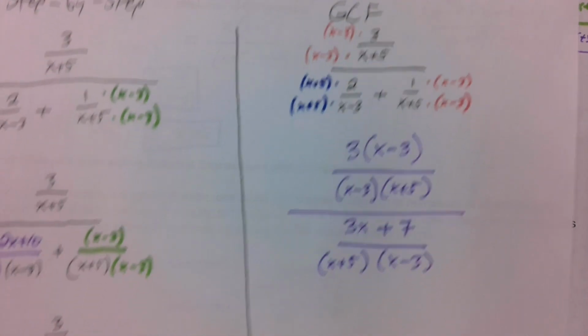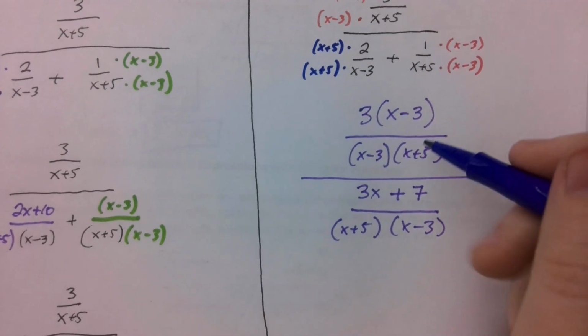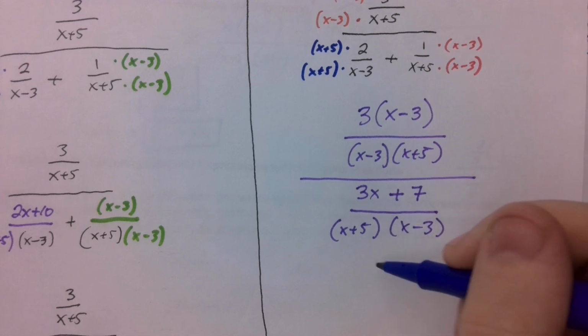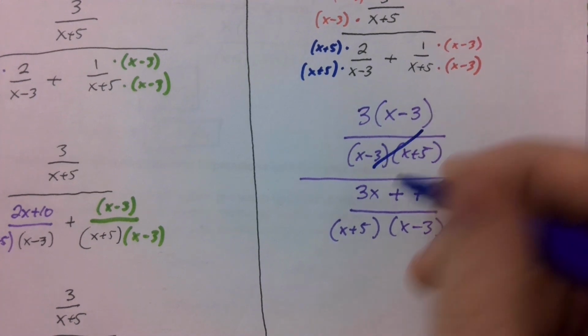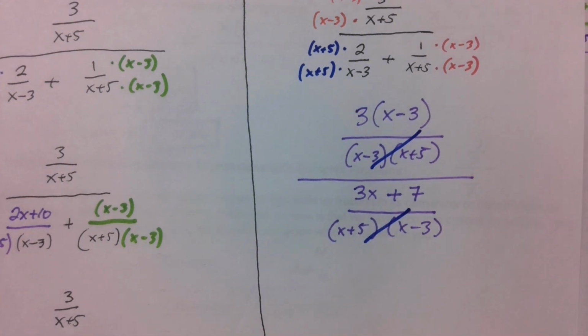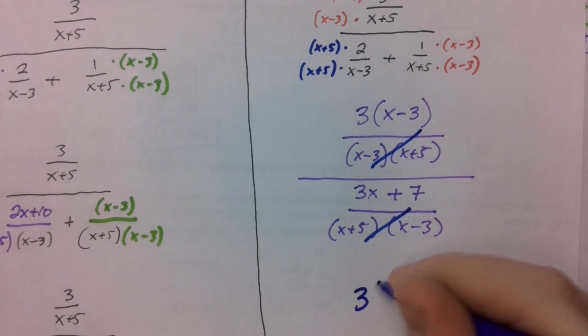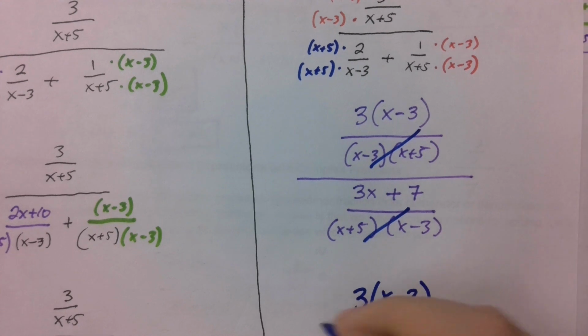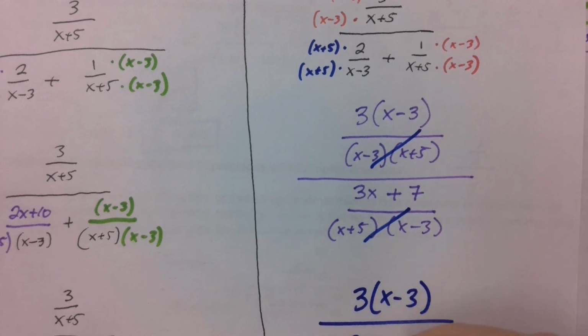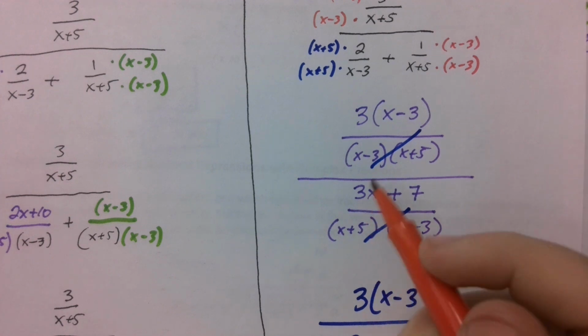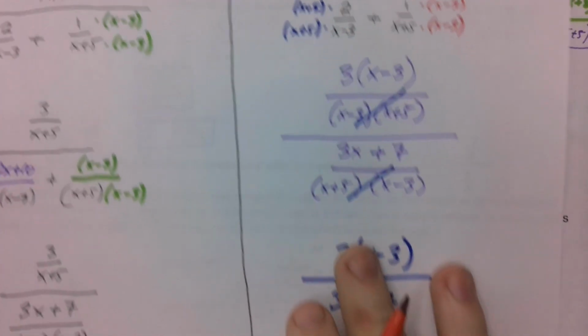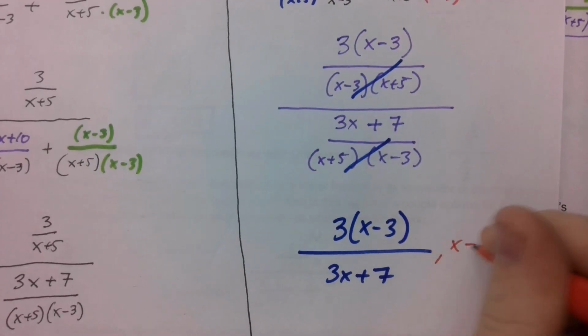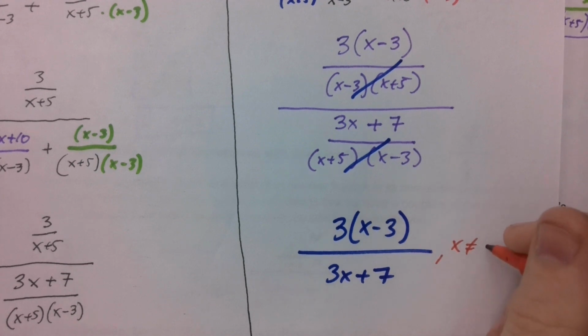Remember our trick? The trick is, if the denominator of the top and the denominator of the bottom are the same, cancel those denominators out, and what's left over will be your fraction. So what's left over is 3 times x minus 3 on top, and 3x plus 7 on the bottom. And once again, since we canceled out an x minus 3 and an x plus 5, it's much easier to see now that our restrictions are negative 5 and 3.